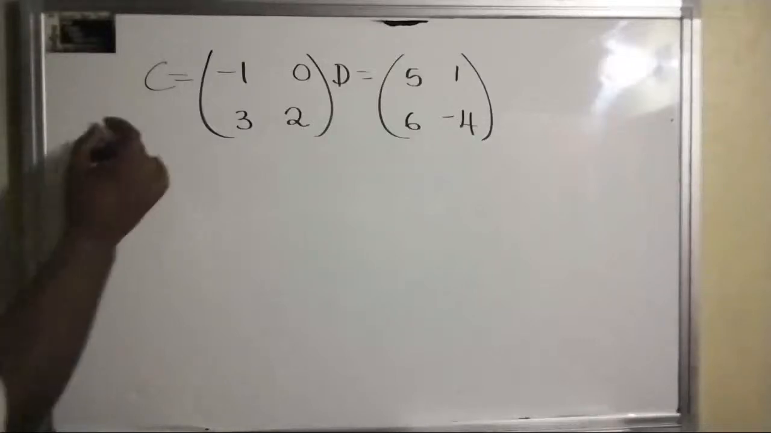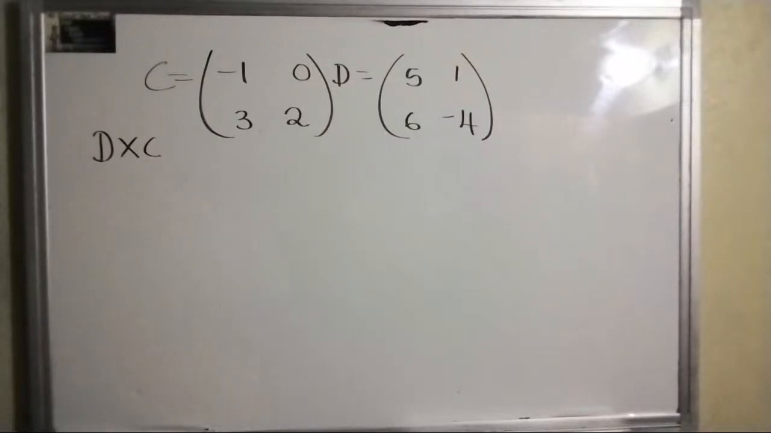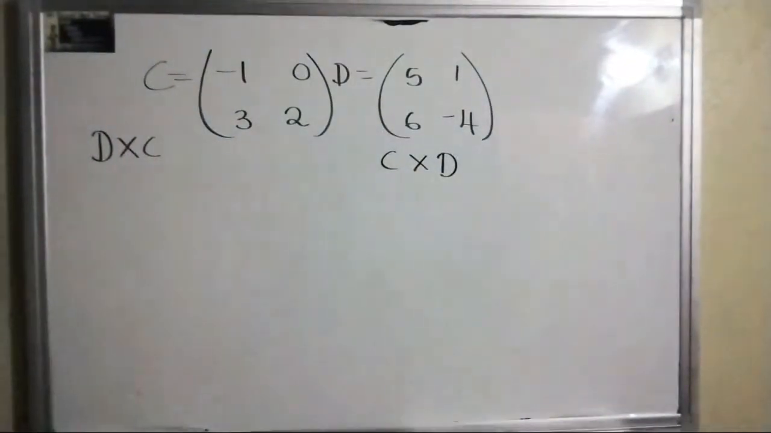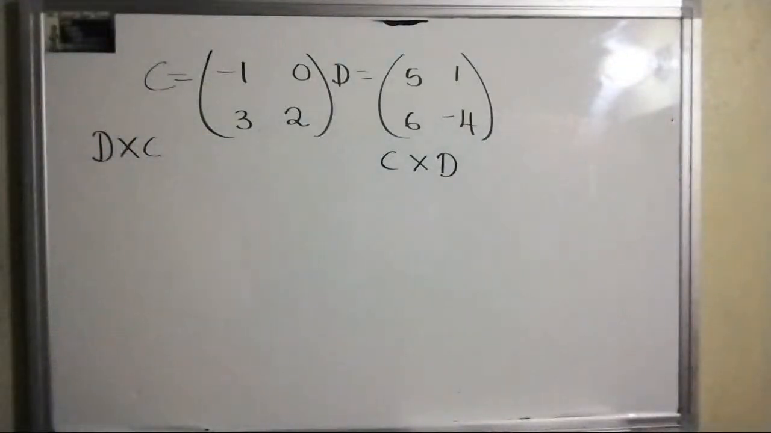Alright guys, so I want you guys to do D times C. And now I want you guys to notice and tell me if D times C is equal to C times D. So we are going to prove that, alright? When we multiply D times C and C times D, are they the same thing? So do D times C first and then do C times D and see if it's the same thing. We're going to do it in 3 minutes or so.